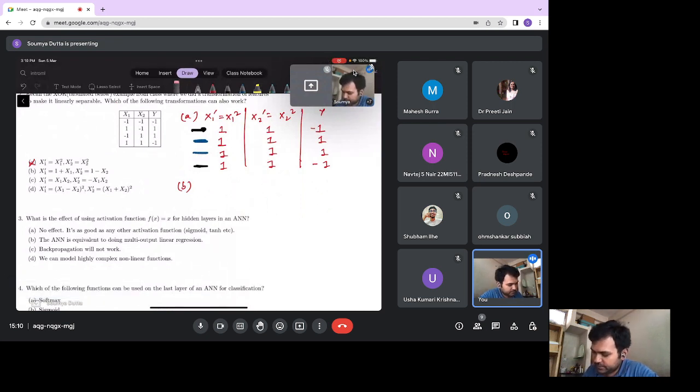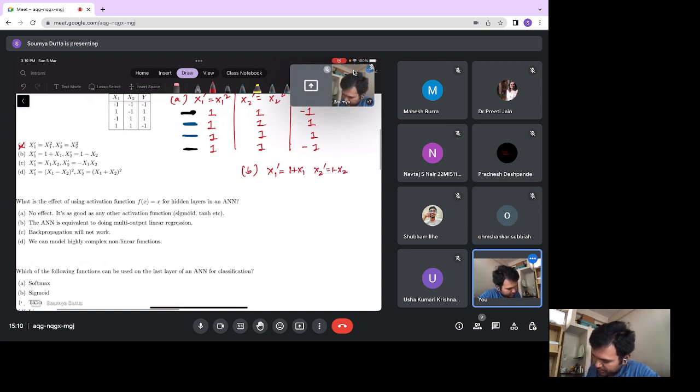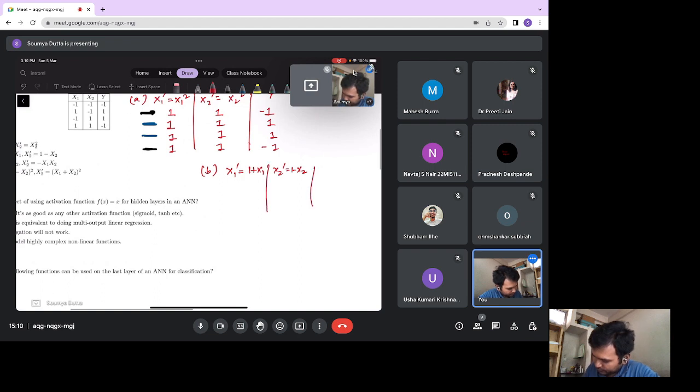So I will be rubbing this off, and I'll be doing the second one here. And one thing which I'll do is maybe I'll move this B here. Now let's say I have x1 prime equal to 1 plus x1 and x2 prime equal to 1 minus x2, and I have y. So y is the same: minus 1, 1, 1, minus 1.